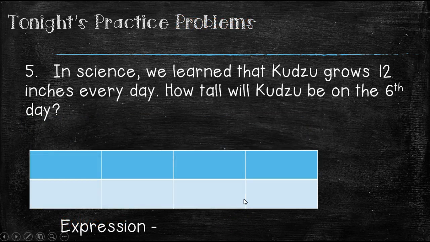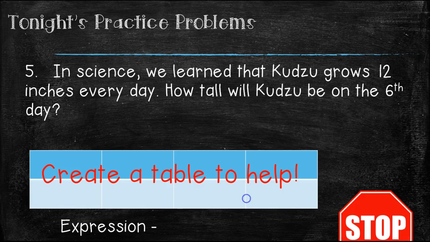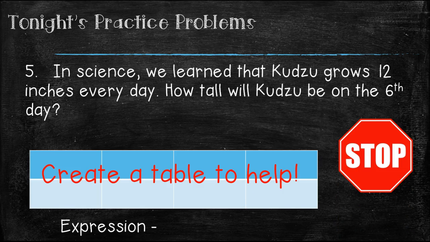And here is our last one. In science, we learned that kudzu grows 12 inches every day. So how tall will kudzu be on the 6th day? Create a table to help you write this expression. Pause the video and come back when you're ready.